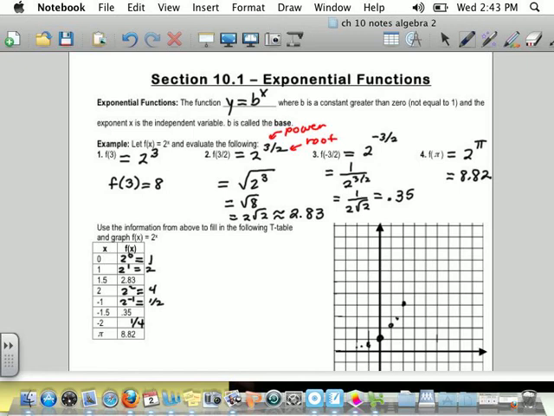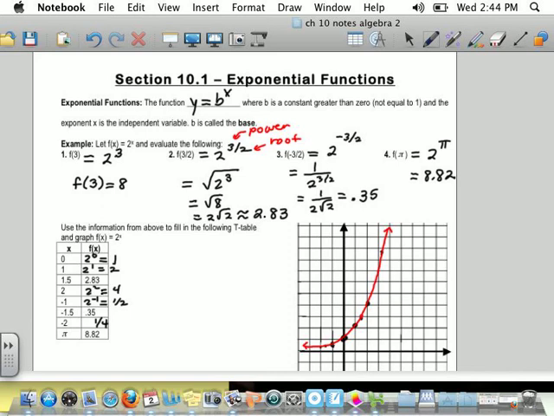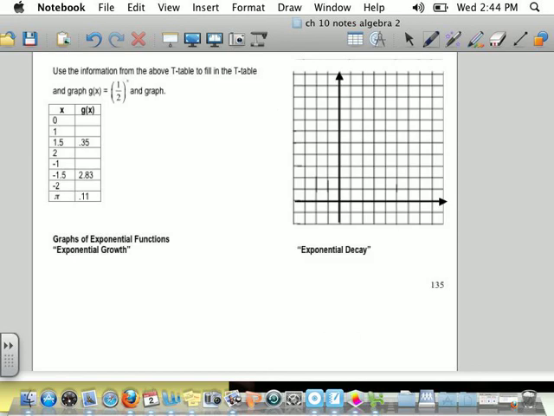All right, so let's try the next one. So it says use the information from the above t-table to fill in the t-table and graph g of x equals 1/2 to the x. Okay, so if I have 1/2 to the 0, anything to the 0 is just 1, so that's 1. 1/2 to the 1 is 1/2. 1/2 squared, a lot of people in the last class said it was 1. 1/2 squared is 1/2 times 1/2. So it's 1/4, right?